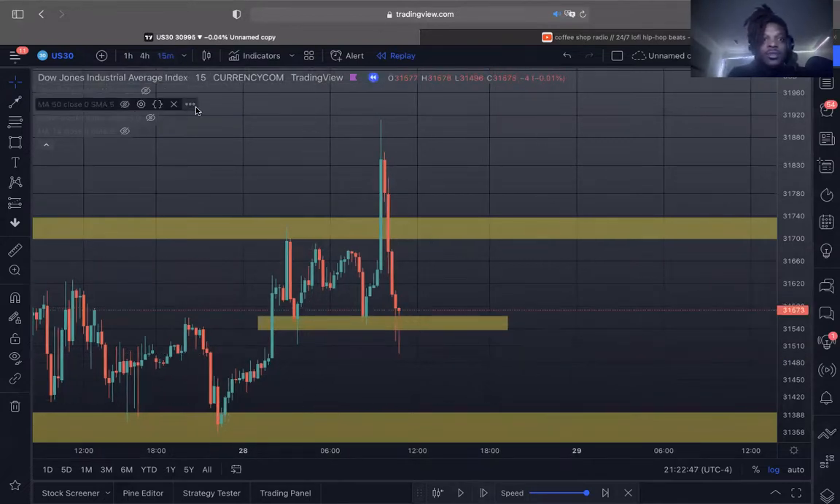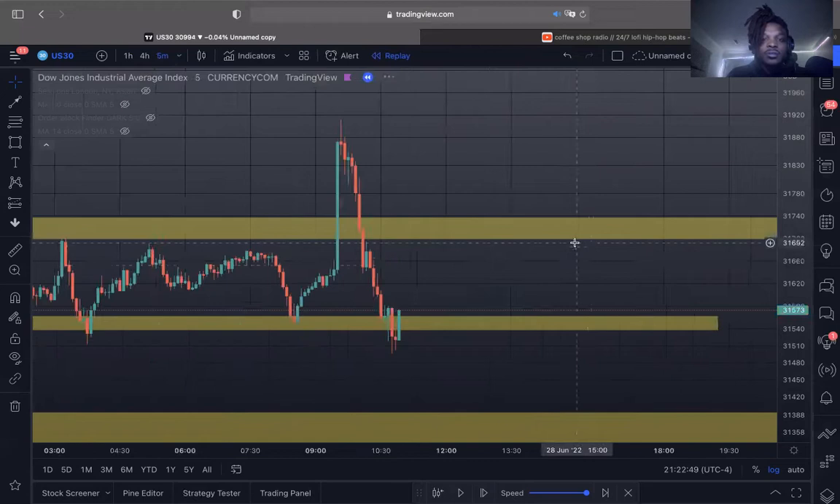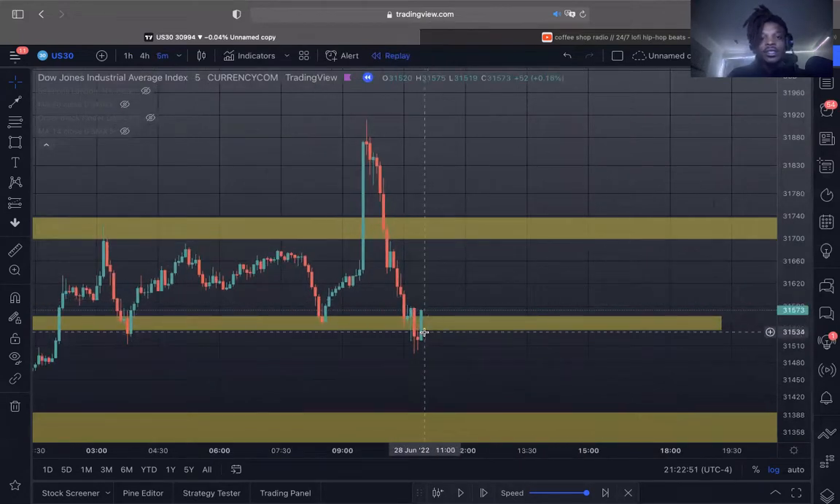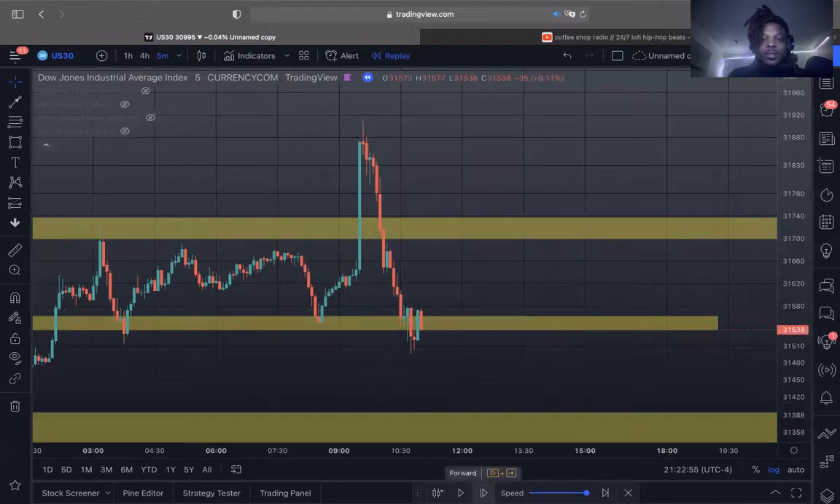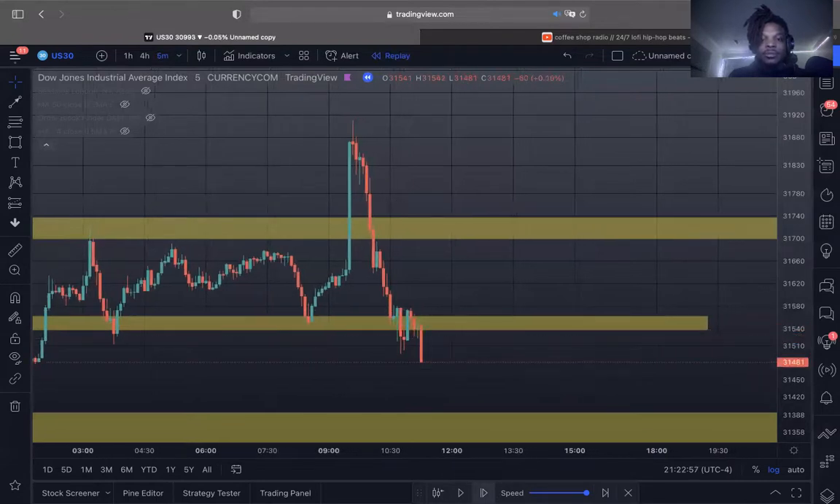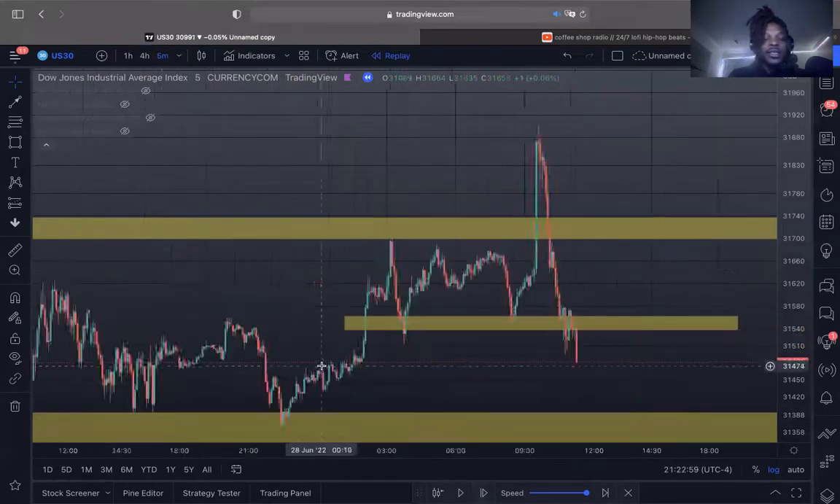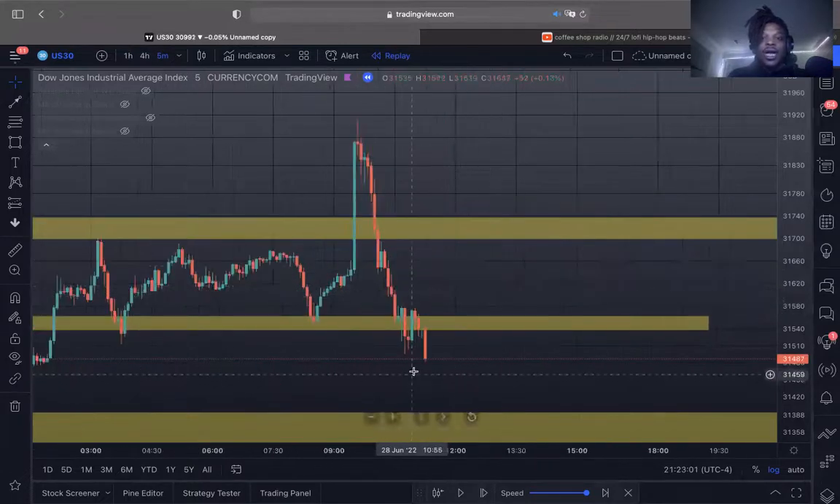So on the 15-minute time frame, you see that, right? On the 5-minute time frame, you see all this. I still want what? A bearish move. All right, it's coming. Boom, boom, boom. That's when I decided that I wanted to get in.